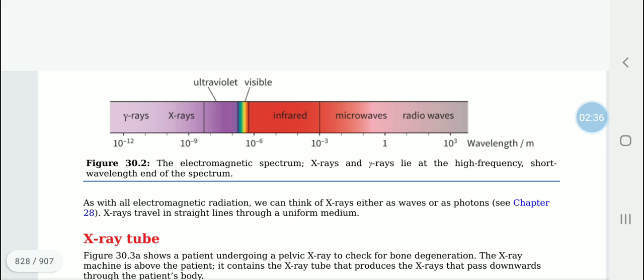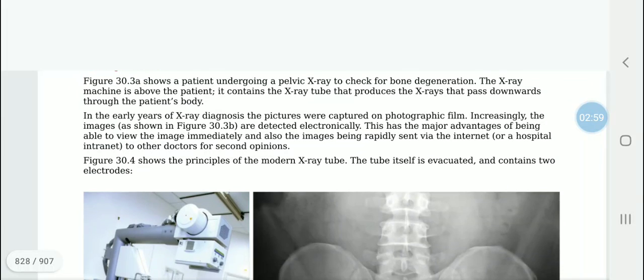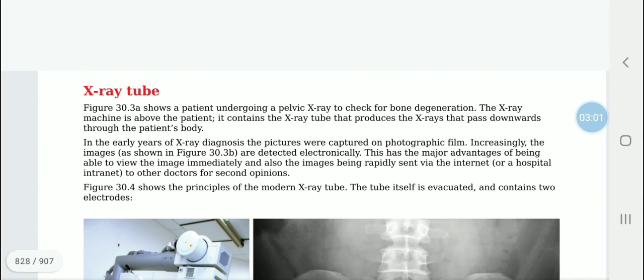Just like all the other electromagnetic radiation, X-rays can be thought of either as waves or as photons, or particles. Then X-rays travel in straight lines through a uniform medium. That is another factor that we need to know.